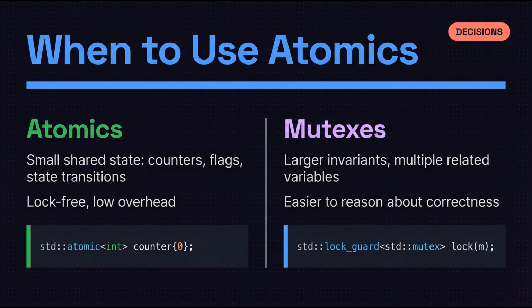But atomics only protect individual operations on individual variables. If you need to update two related variables atomically or protect a larger invariant involving multiple reads and writes, use a mutex. Mutexes are easier to reason about for complex invariants. The rule: atomic for tiny state, mutex for everything else.